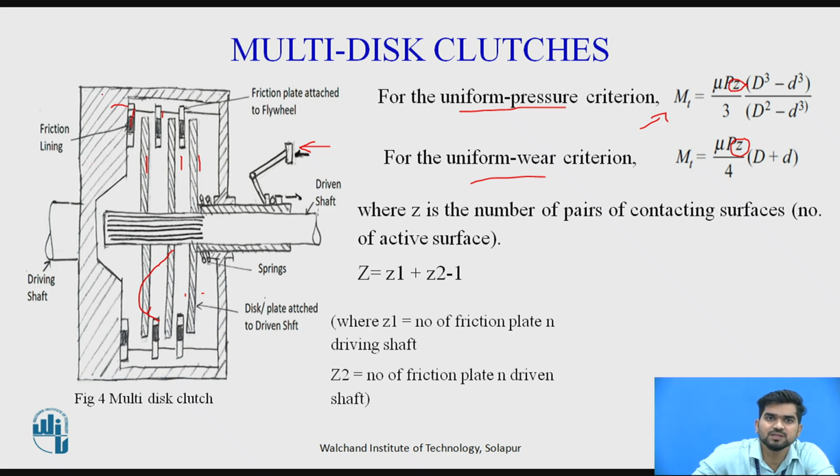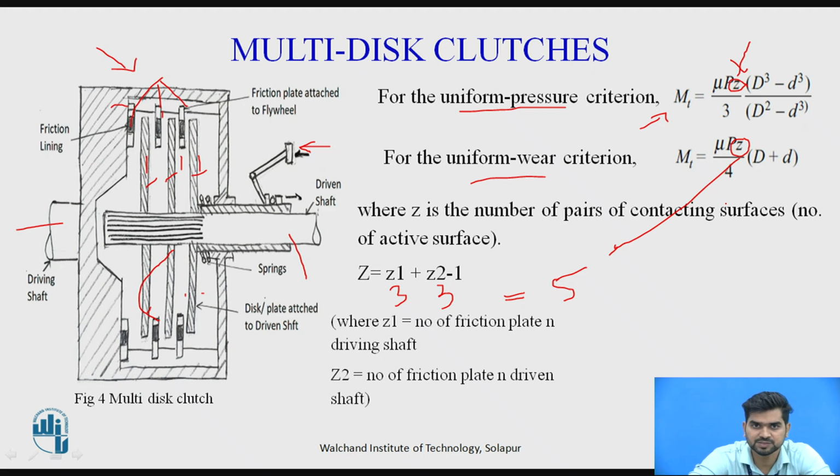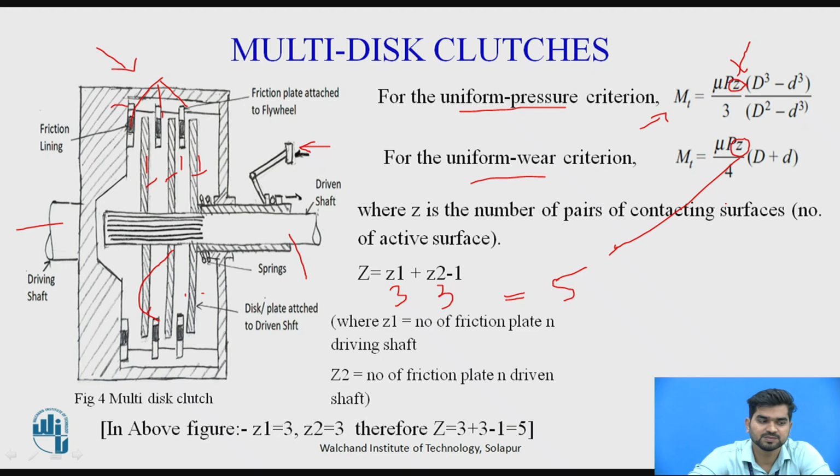If I consider this given application and want to find the value of Z, Z1 is the number of friction plates on the driving shaft. This is the driving shaft. To the driving shaft, the first plate, second, and the third plate, so 3 plates are connected, that is, the friction lining is connected to the driving shaft. And if I check the driven shaft, to the driven shaft the discs or plates are connected, that is the first, second and the third. So we can write Z1 is equal to 3, Z2 is equal to 3. Therefore, I get the total number of active surfaces Z is equal to 3 plus 3 minus 1, that is 5, right. Like this we can calculate the value of Z, and the remaining theory remains the same for the single plate clutch and the multi-plate clutch.